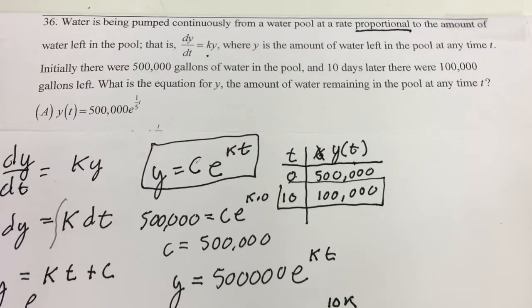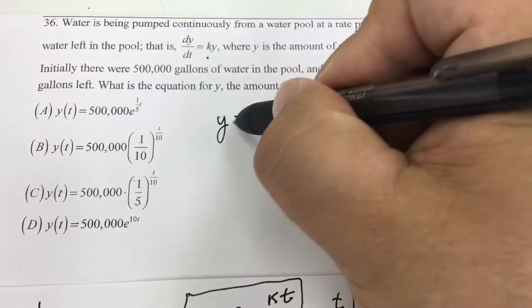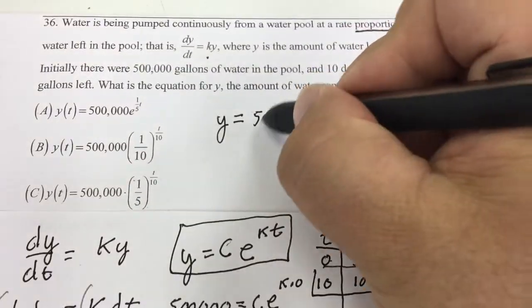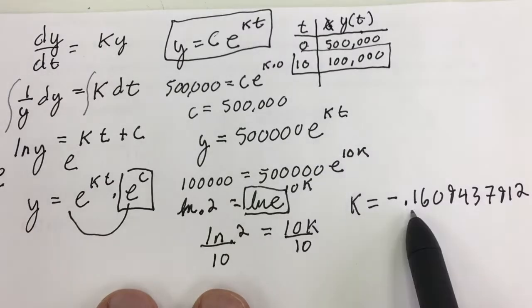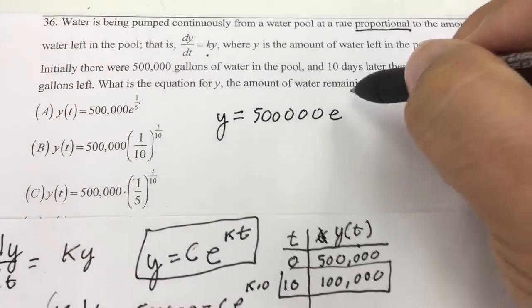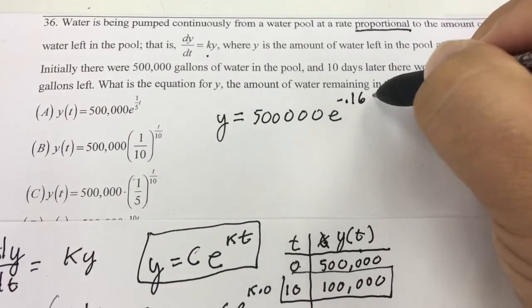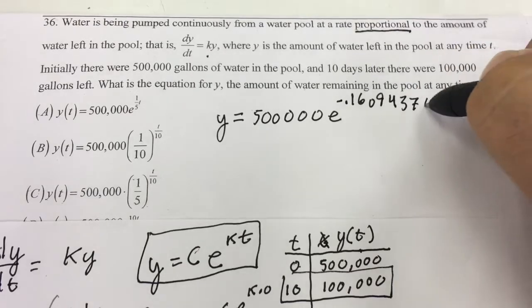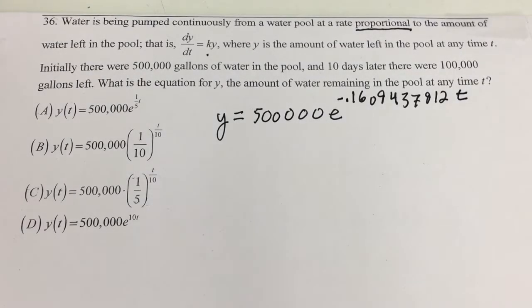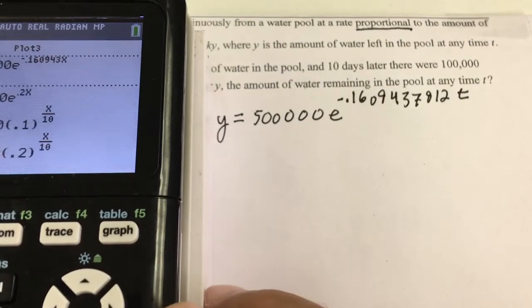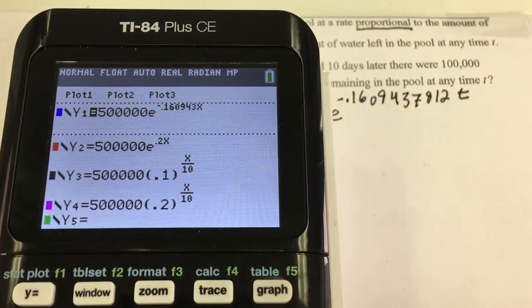So my equation is going to be y equals 500,000 e to the negative 0.1609437912 t. And notice, none of those are there. None of them are there. So I'm going to graph that. I'm going to graph that equation.